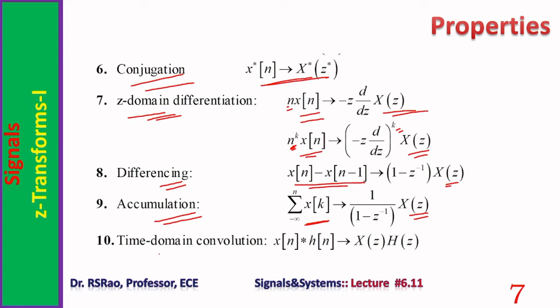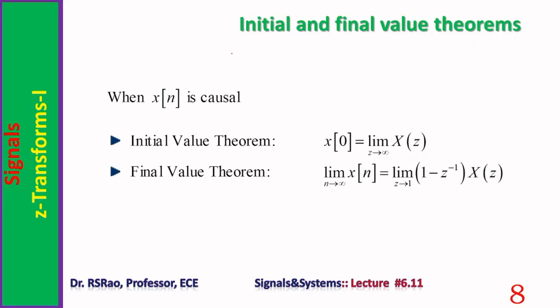Next, the time domain convolution property. Here convolution is in the time domain. The z transform of the convolution between two signals x of n and h of n becomes equal to X of z multiplied by H of z. Notice convolution in the time domain appears as multiplication in the frequency domain, the z domain.